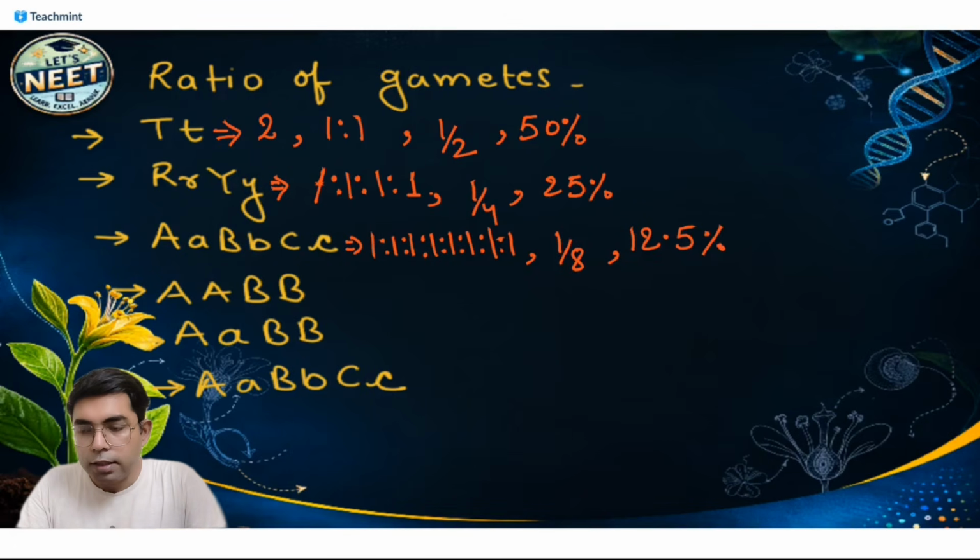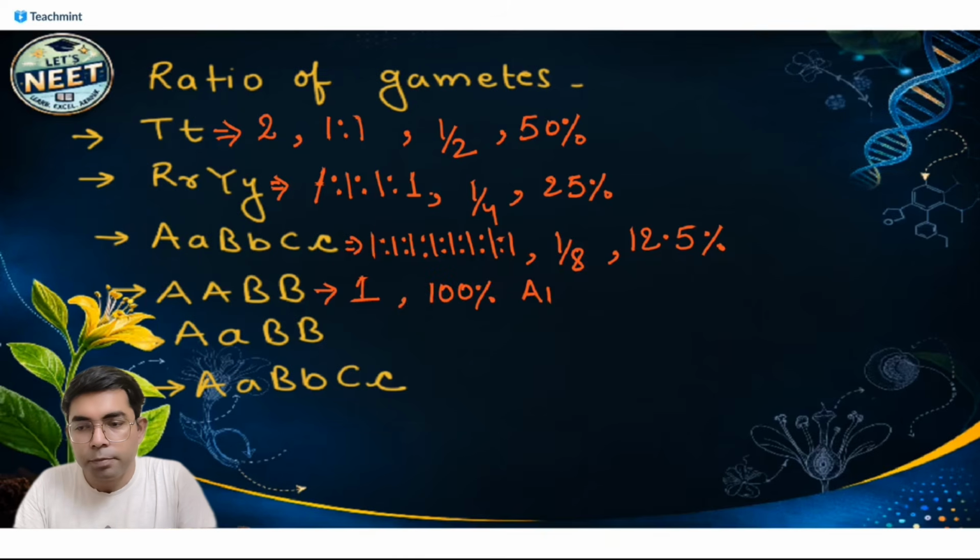Then here, let's say I ask you what will be the types and ratio of these gametes formed in this case. So capital A, capital A, capital B, capital B. So here what will you say? How many types of gametes? You say only one type of gamete is formed. So all the gametes, meaning 100% gametes, will be AB. This is the gamete. In the same way, here if asked, how many types of gamete? 2 types. So 2 types means 1:1, fraction wise 1 by 2, and percentage wise 50%.